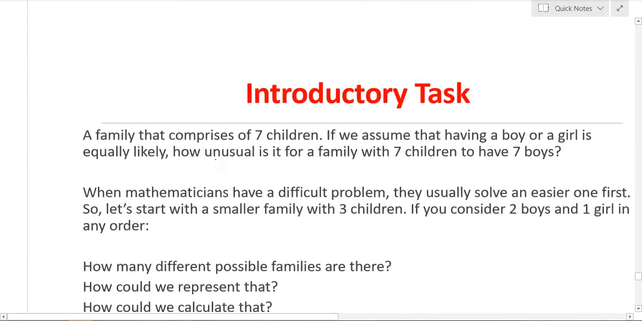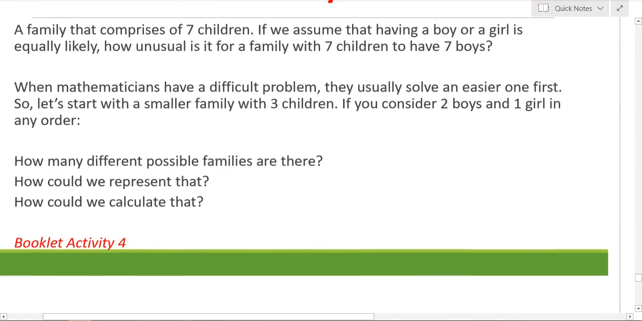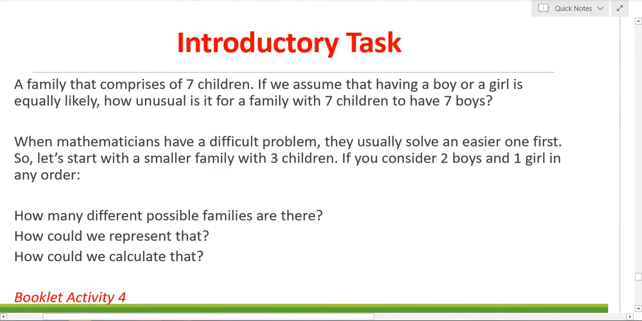So as an introductory task, here's a question. We're going to do booklet task number 4. A family that comprises of 7 children. So you've got a family that has 7 kids. Anybody here have a family with that many kids? Probably not nowadays. My dad's family, sorry, he's got 7 brothers and 2 sisters. Each one has 3 kids. That's a lot of kids. Lot of big Christmas families.